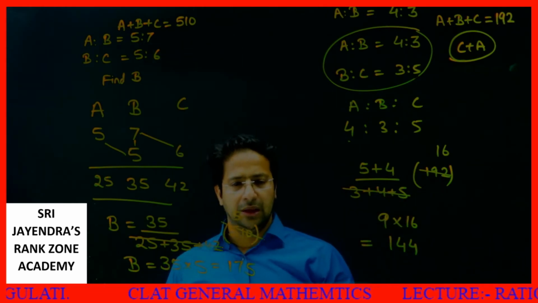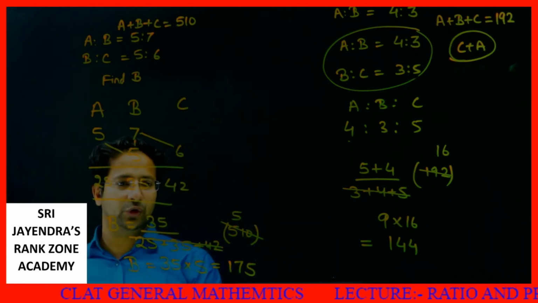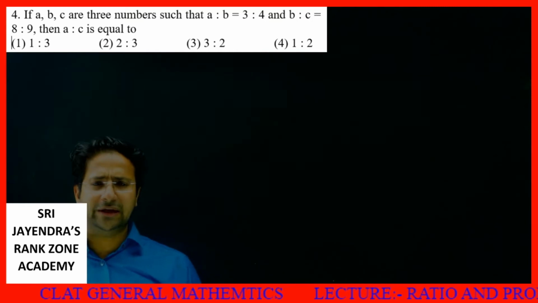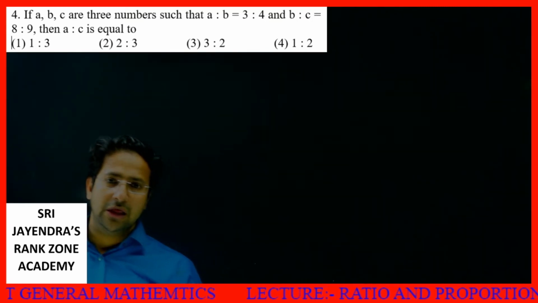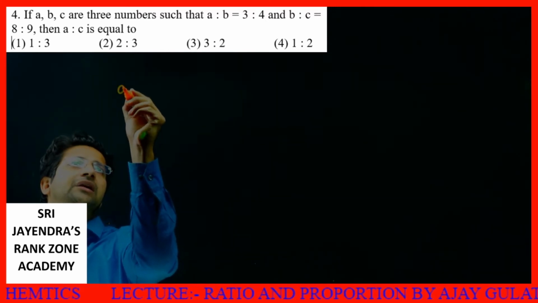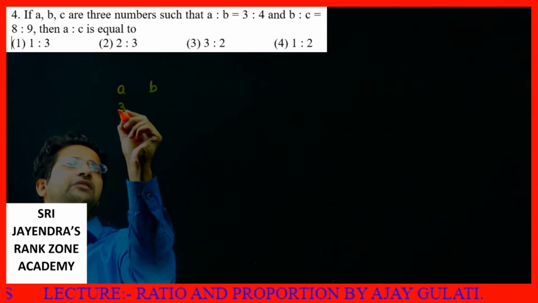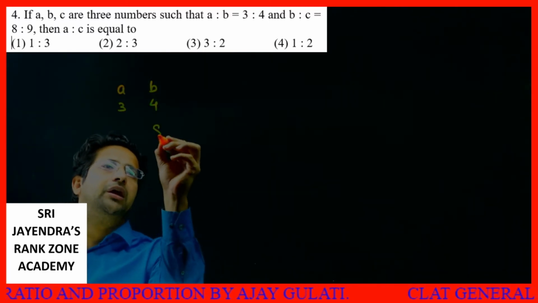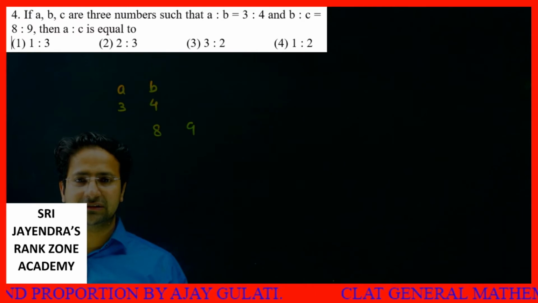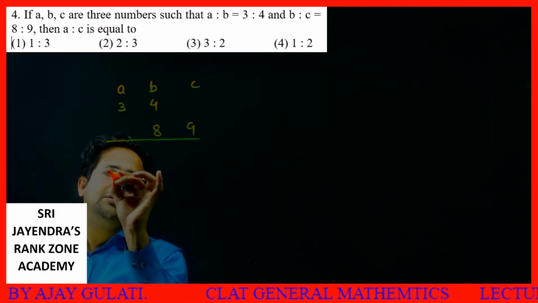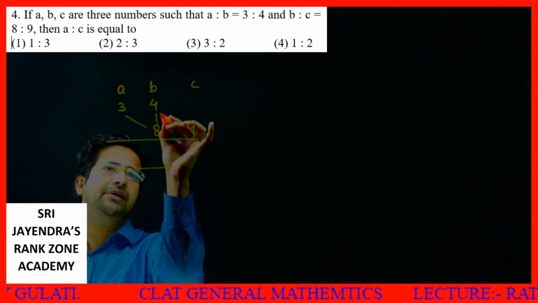Okay, let's take a few questions. I have told you the basics enough. We will move to the questions now. Let's solve these questions very easily, very fast now. A, B, C, 3 numbers such that A is to B 3 is to 4. B is to C 8 is to 9. Okay. Now what are we asked? We are asked A is to C. So first of all, what will be A, B, C?